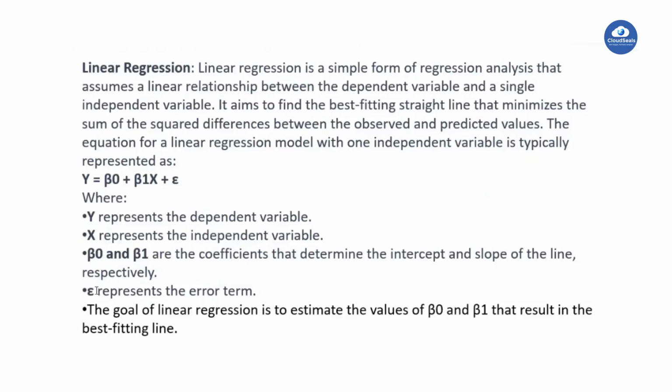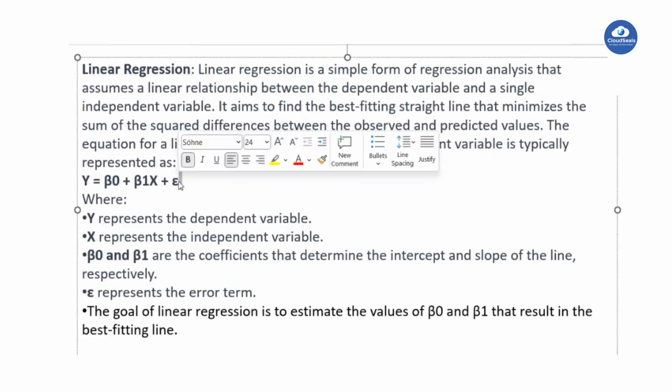Error means no model gives 100% accurately what we are expecting. It gives 90% or 95%. What we are not able to predict, that remaining 5% or 1%, we call the error.